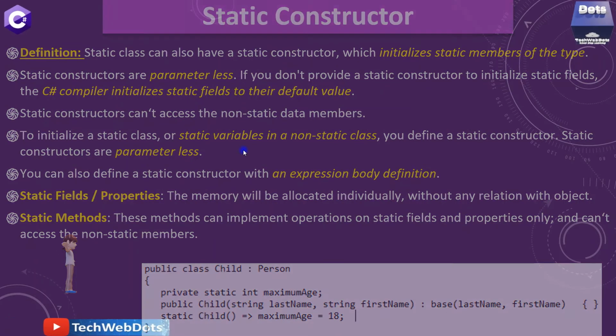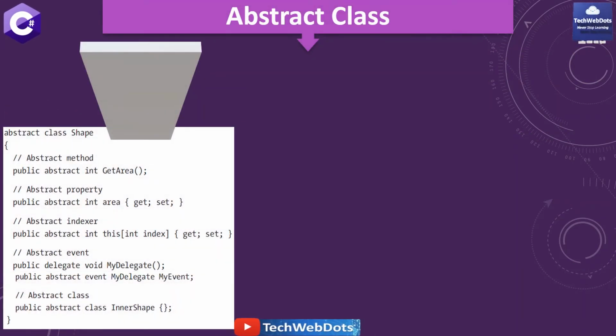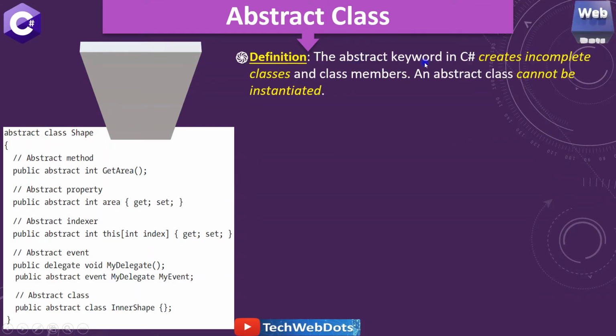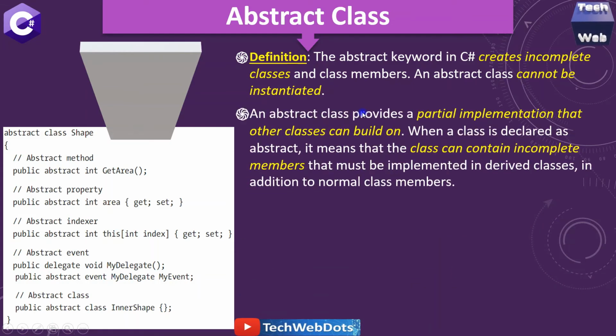So let's move ahead from here to discuss another very important concept, which is abstract class. The abstract keyword in C# creates incomplete classes, okay. You heard right, incomplete classes and class members. So both are incomplete, and an abstract class cannot be instantiated. Obviously, if a class is incomplete, we cannot create an instance of that, okay. An abstract class provides a partial implementation that other classes can build on.